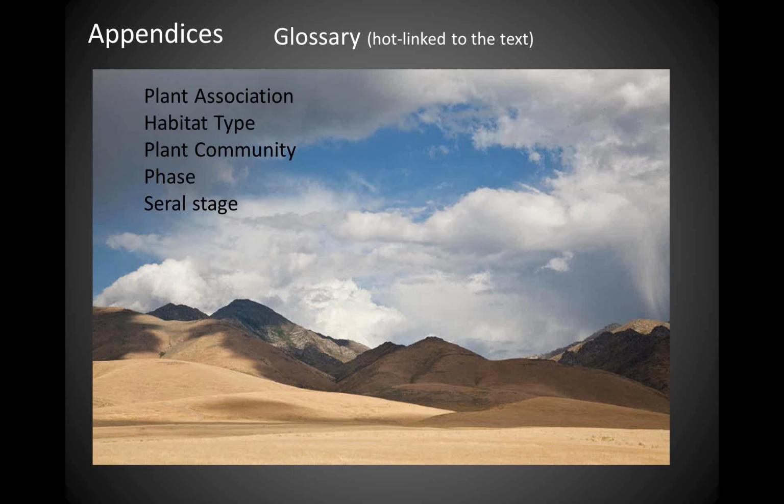These are just some other examples of terms where there's a lot of overlap, it gets confusing, and they get used interchangeably. When we talk about ecological or state and transition models, we talk about steady states and phases. How is a phase different from a plant community? Or when we're talking about seral stages or habitat types. It basically helps to make things more consistent.